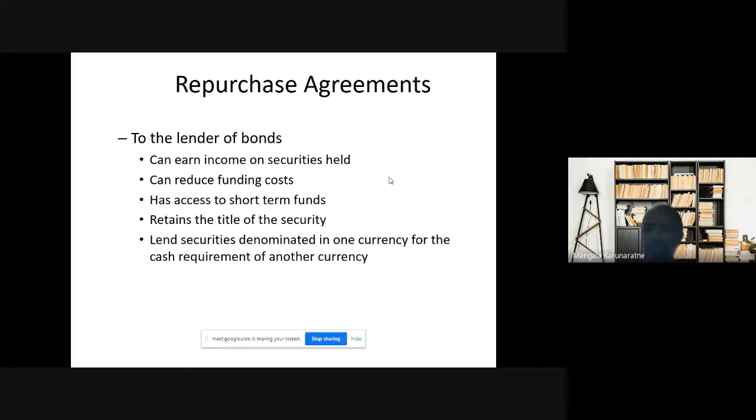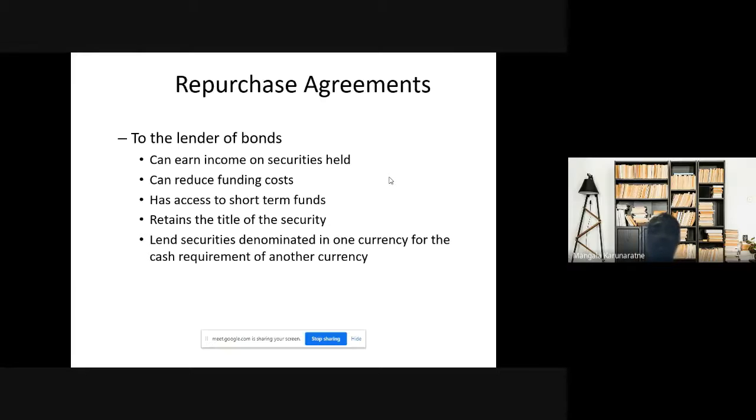And all these things can be done while retaining the title of the security, right? Because you don't sell it, you will be getting it back once you pay. So suppose without doing repo, you sell a security to generate money, right? Say suddenly market interest rates come down. You will be regretting, because the value of the security you sold would have gone up.